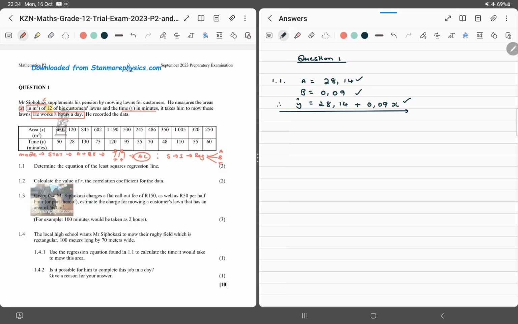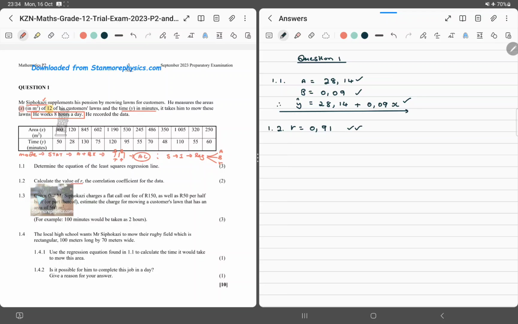Next question. Calculate the value of R. That's the correlation coefficient. So we go same procedure, shift 1, regression, and then we press R, and then R here 1.2 is going to be 0.91 to 2 decimal places. Okay, usually that's all you're going to do with the calculator here. So we're getting 2 marks.